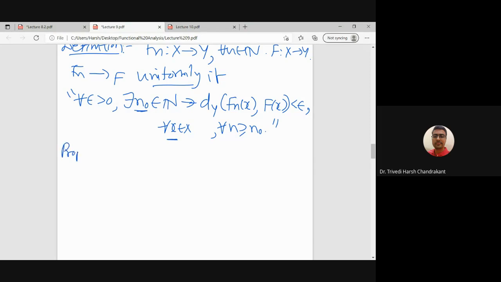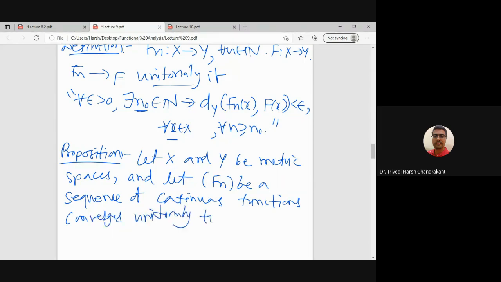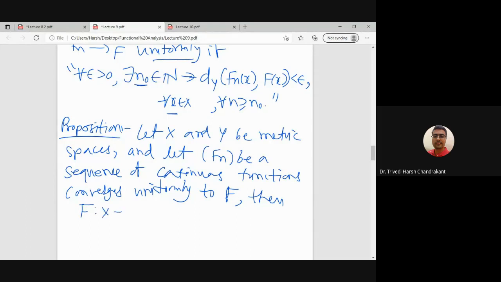So let us discuss a proposition. If we have two metric spaces X and Y, and if we have a sequence of continuous functions fn which converges uniformly to the function F, then this function f from X to Y is also continuous.